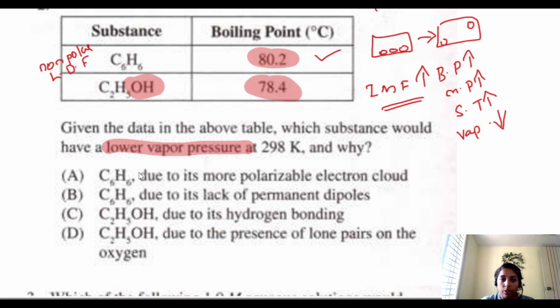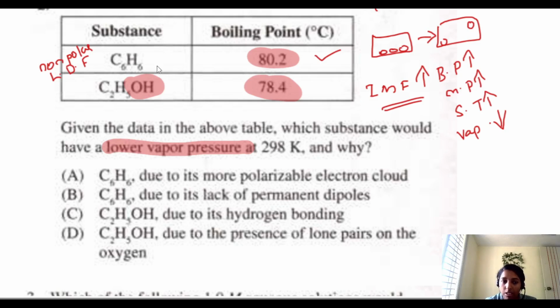See, that point you can apply only with a similar molar mass. If the molar mass is not similar, you can't do that. So here the molar mass is drastically different. C6H6 has a high molar mass.